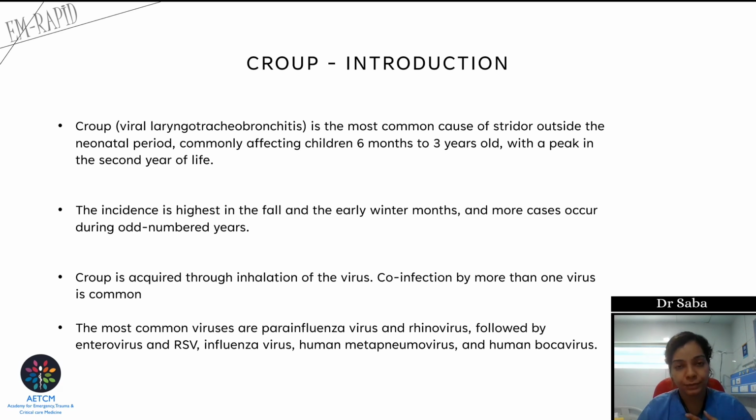So, croup is synonymous to viral laryngotracheobronchitis, since it's a viral infection again. It is predominantly seen during winter seasons, and the most common virus that is involved in causing croup is parainfluenza viruses, which is acquired through inhalation of the virus. And co-infection by more than one virus is also common. Bronchiolitis is RSV, and croup is parainfluenza viruses and rhinoviruses.